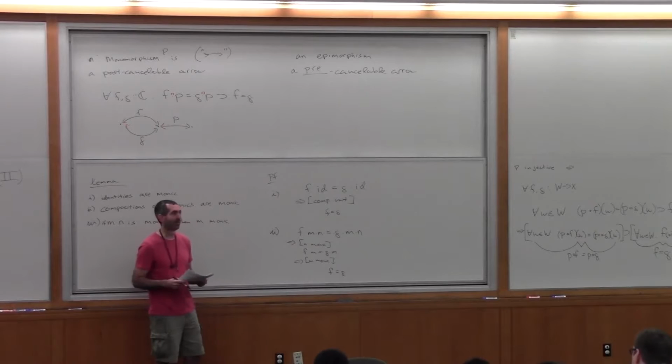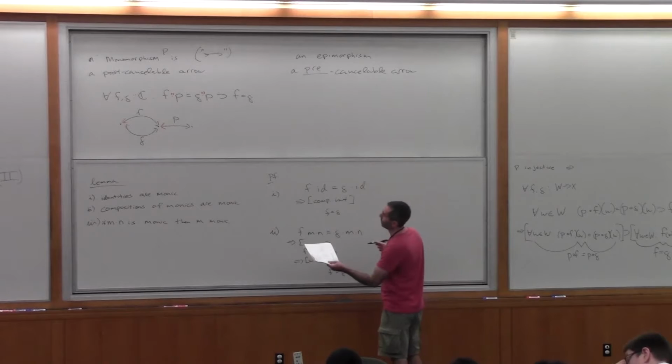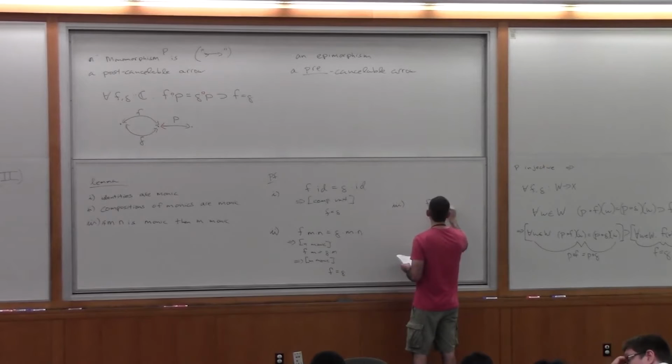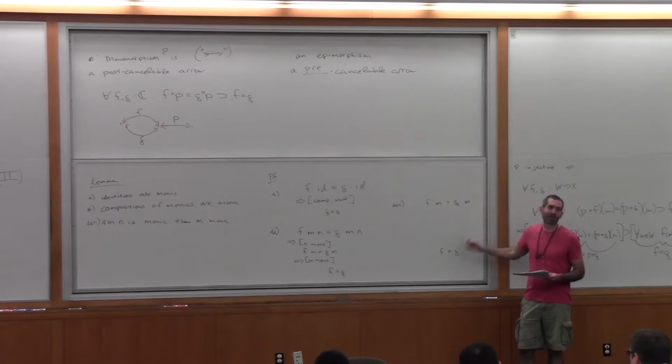OK, how about the third one? So remember, the goal is to show that m is monic. So we start with f followed by m is g followed by m, and our goal is to prove that f is equal to g. OK, now this time we can't cancel the m because we don't know that m is monic. That's what we're trying to prove, right? So we have to try something else.